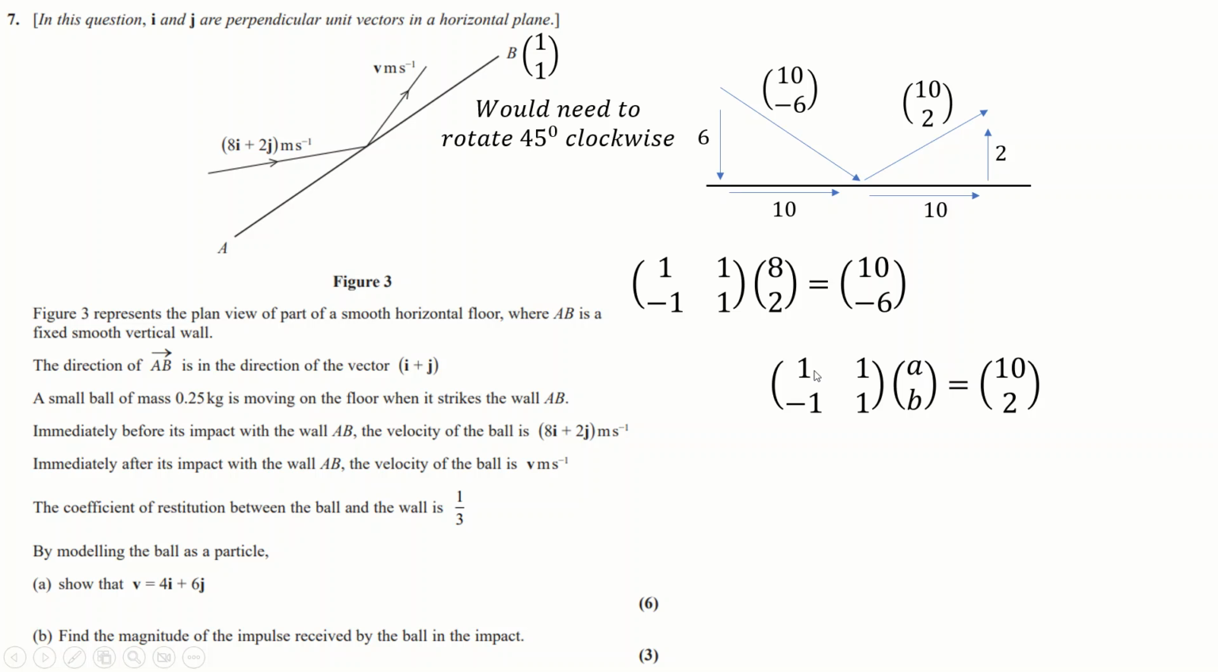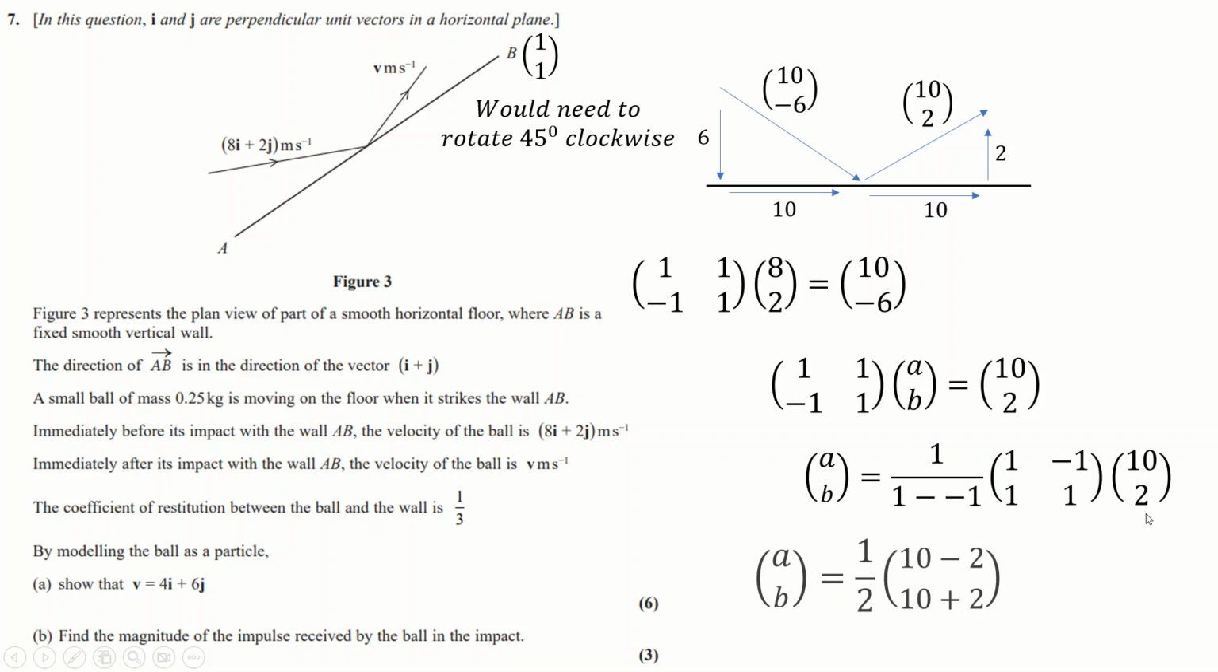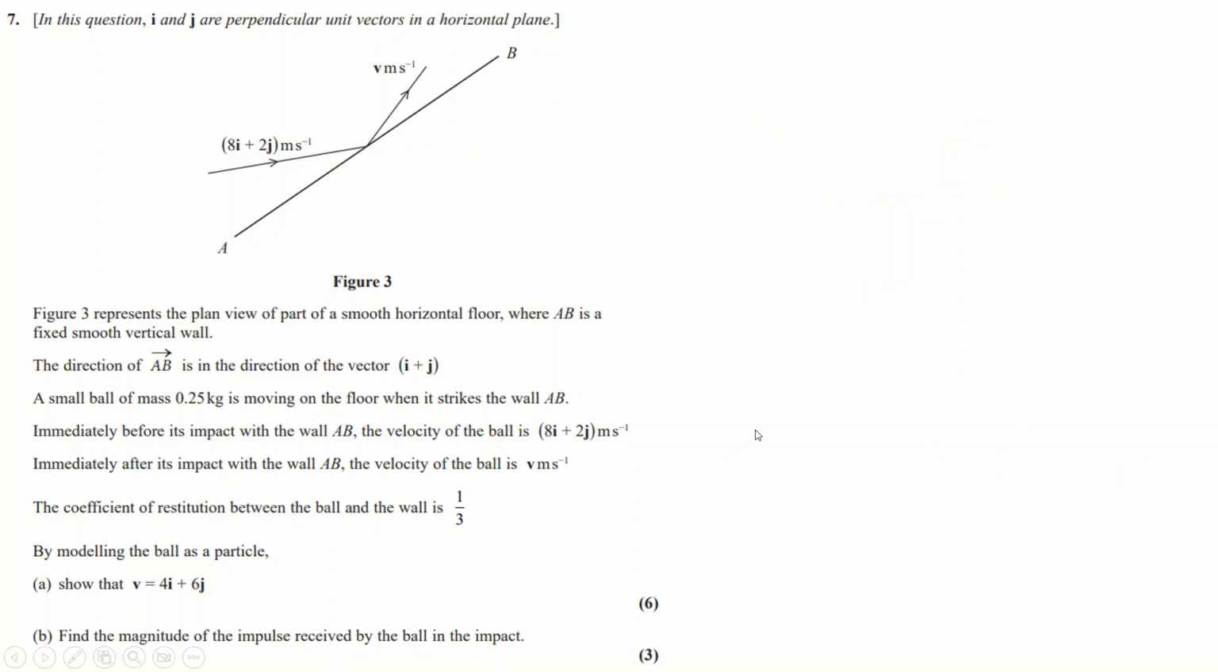And then the determinant is 1 minus minus 1, which is 2. So the inverse, I think, is 1 over 2 times what I said there. And that, I think, is going to be AB. Of course, this is just 10 minus 2, 10 plus 2, which is 8 and 12. Halved is 4 and 6, which I believe is what they asked me to get. So yeah, that's one way to do it. It's not the way that they intended, but I think it works fine. So feel free to try that.